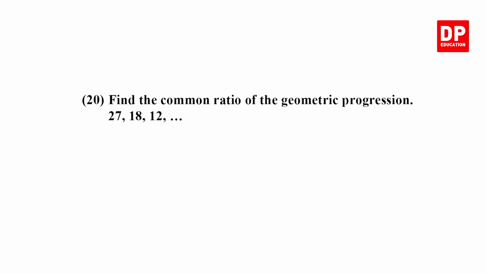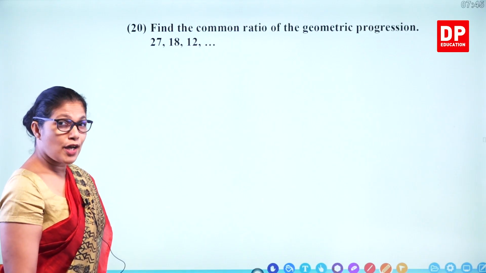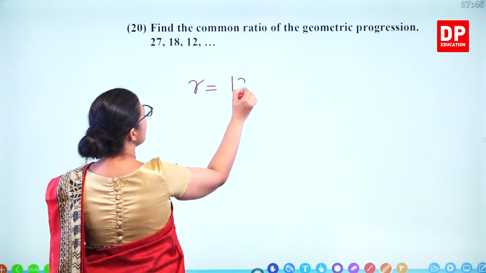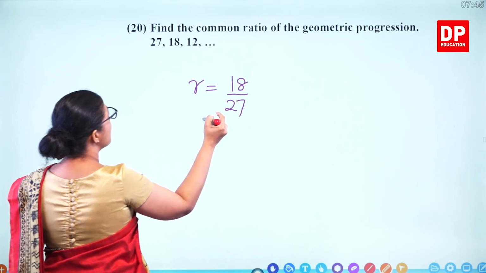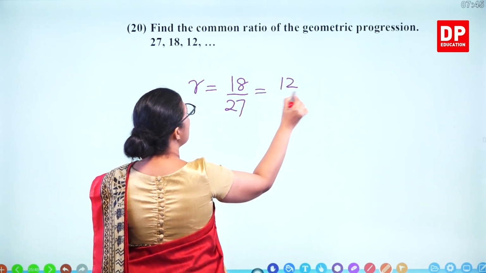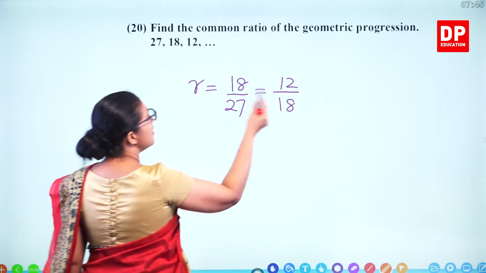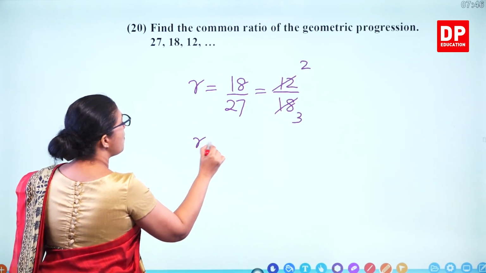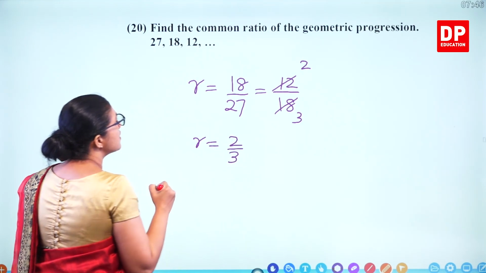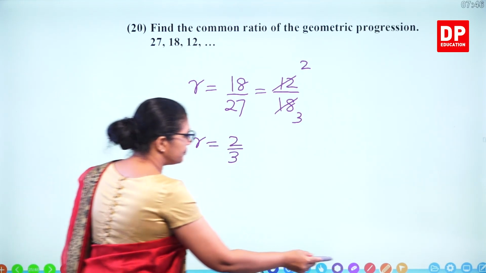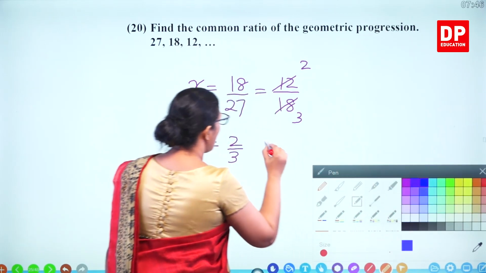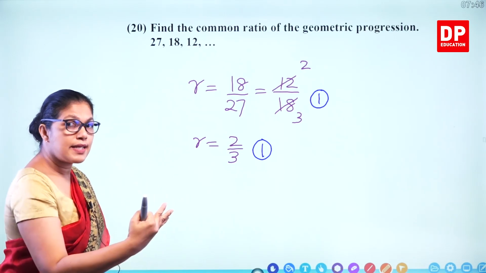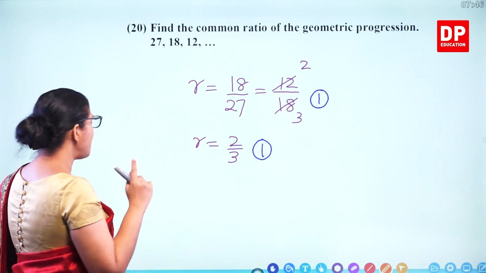Find the common ratio of the geometric progression. So how do you find the ratio? You can take any term and divide by its previous term. So here, this is 6 times 2, 6 times 3. So the common ratio is 2/3. So you get 1 mark and 1 mark. So don't divide the other way around. Any term, divide by the previous term.